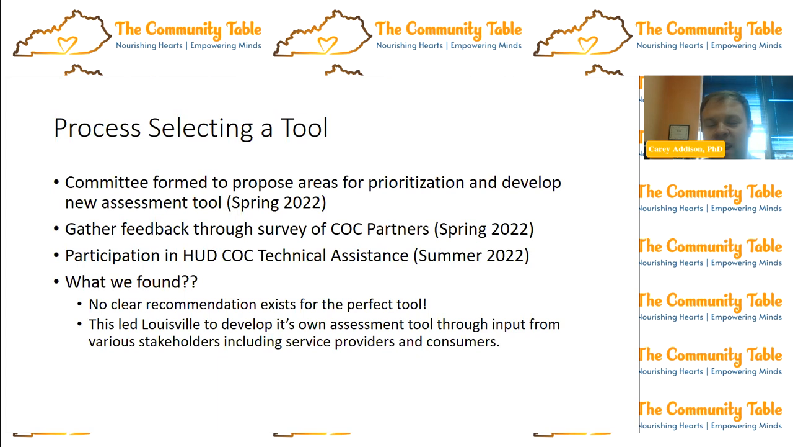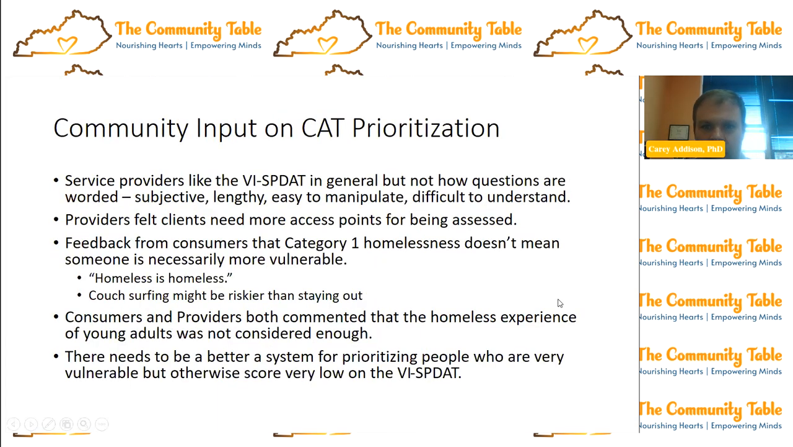HUD was saying you should migrate away from the VI SPDAT, but we didn't have anything out there. So we made the decision that we would develop our own assessment tool based on our experience, what we think is important, and what our providers and our consumers think we need, as well as the programs that we work with. So we began gathering input very early on, starting with a survey of service providers within the COC.